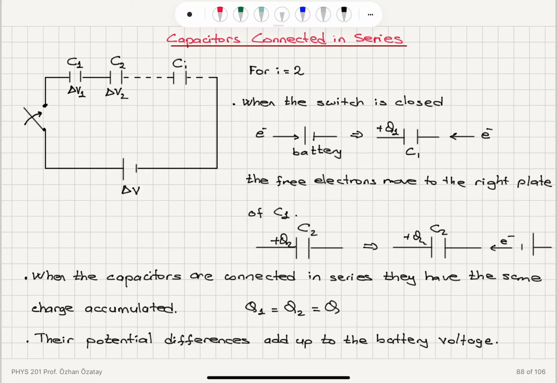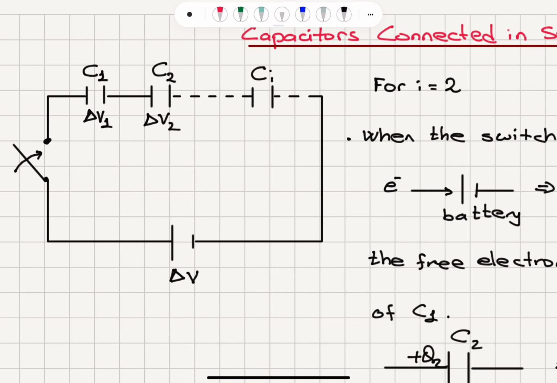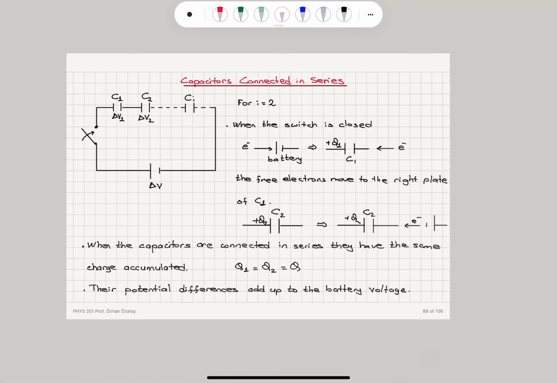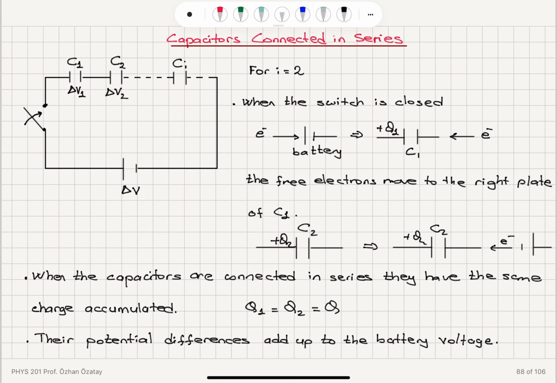Capacitors connected in series. Now we have a capacitor with capacitance C1, capacitance C2, and all the way up to Ci connected in series, and I'm calling the potential difference between the plates delta V1 for capacitor 1, delta V2 for capacitor 2, etc. And the whole thing is connected to a battery via a switch. So for i equal to 2, I would have C1 and C2 only.